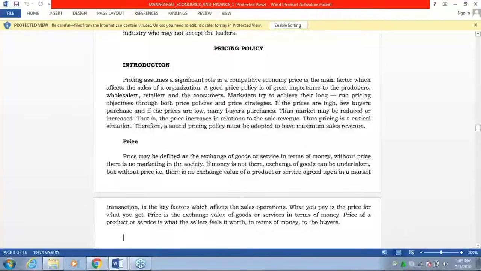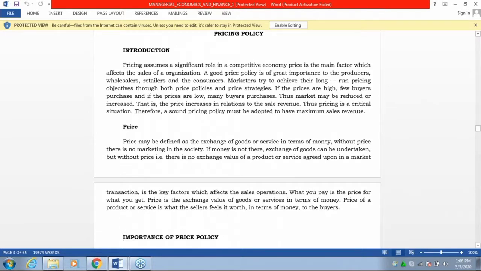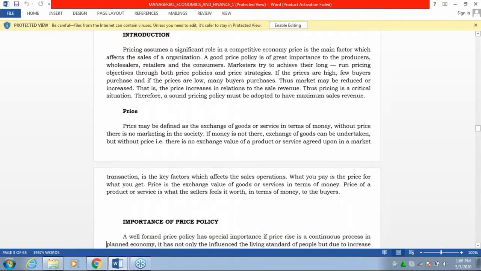What do you understand by the price? Price could be seen as the exchange of goods or services in terms of money. Without price, ordinarily there is no marketing in the society. If the price is not there, the exchange of goods for money cannot be undertaken. Without the price, there is no exchange value of the product or services agreed upon in market transactions. So price is the key factor that affects the sales operations.